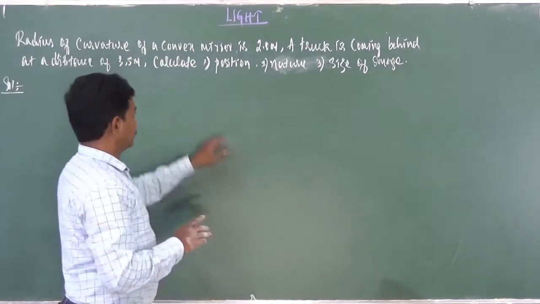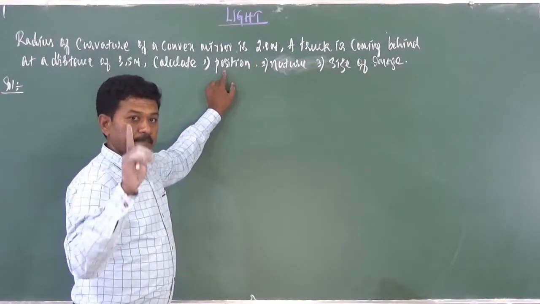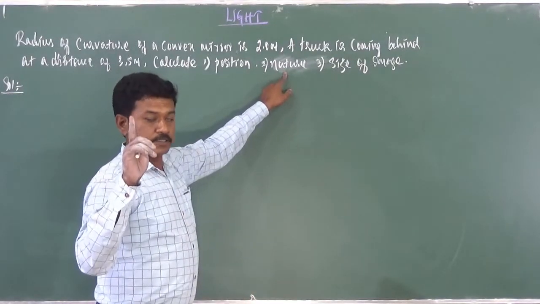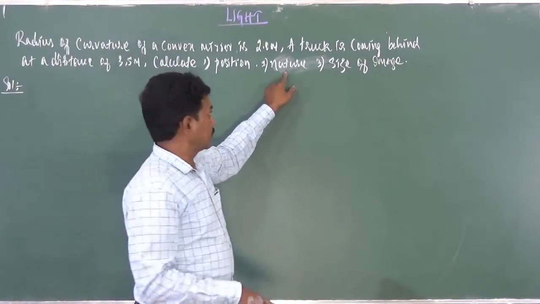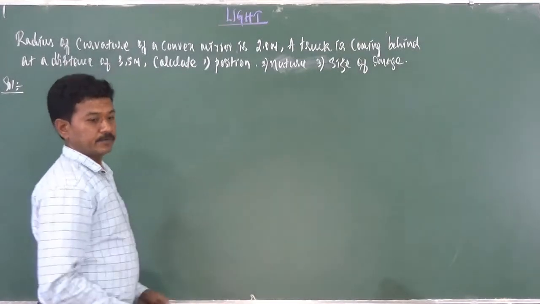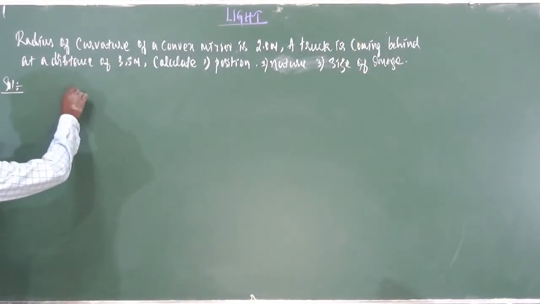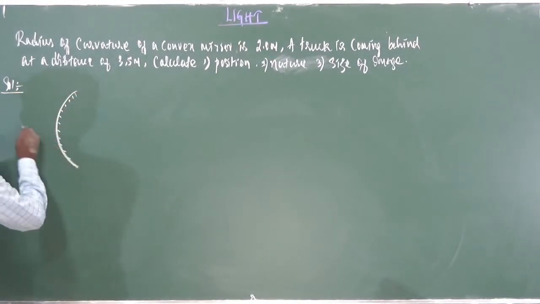Once again I will tell you, you have to calculate the position. The position of the image has to be found out by using the mirror formula. The nature of the image has to be determined by looking at the value of V we get, and the size of the image by using the magnification formula, right? So don't get confused. This is a convex mirror, so it is silvered at the inner surface.